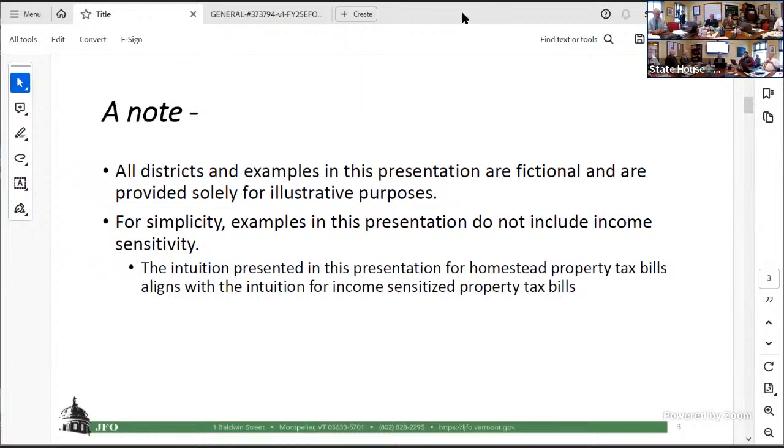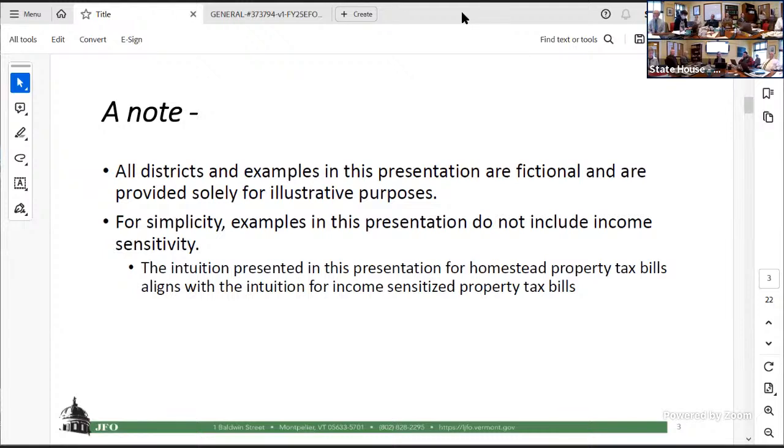Also, this presentation is focused on non-homestead and homestead, in the sense that specific examples for income sensitivity haven't been applied, and that's really to help keep things high level. When thinking about homestead, we'll recall that the intuition of income-sensitized households and the way that rates are adjusted corresponds with the intuition of homestead. We can talk in more detail about how things shake out, but that may need to be another set of slides and a deeper dive.